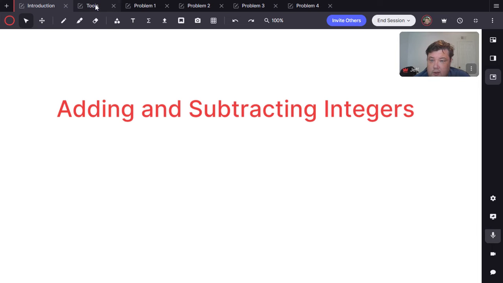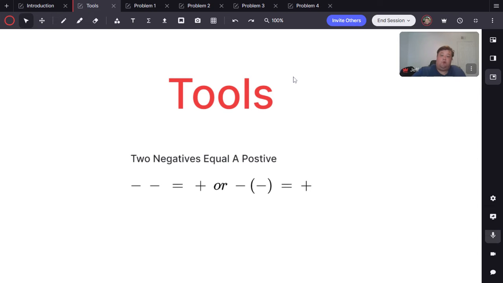All right. So now some of the tools that we're going to be using. These are notes that we're going to need before we actually start the problems. Basically, two negatives are going to equal a positive, right? And there are two ways you're going to see that written. You can have two negatives with no parentheses right next to each other, and that's going to equal a positive. Or they might be separated with a parentheses. That's also going to equal a positive.